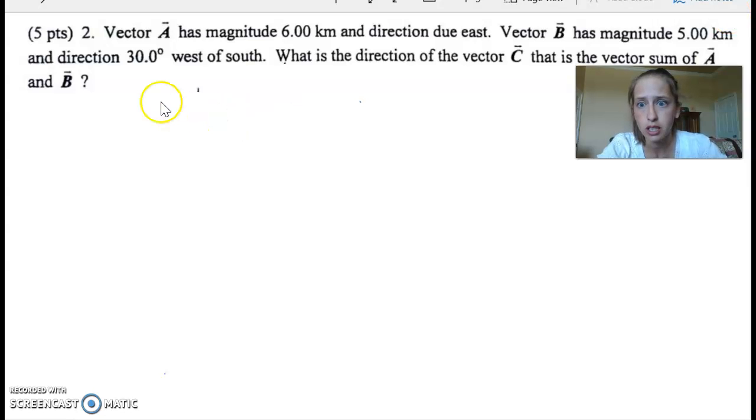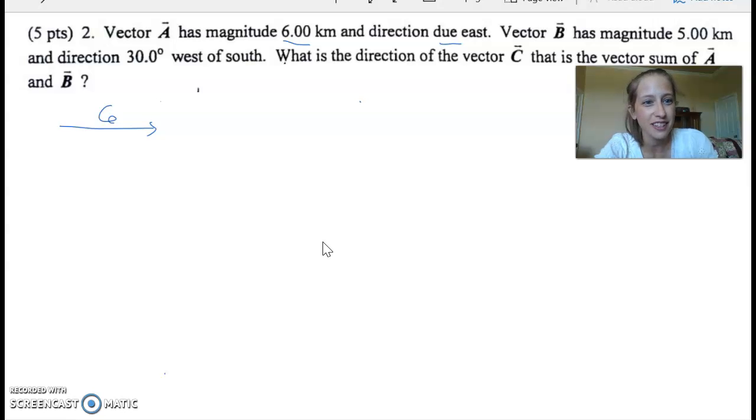Okay, let's try this. Number 2. We've got a vector, another vector. We want to add them up and see where we're at. Let's do this. So vector A is 6 kilometers and due east. So probably it looks like that.